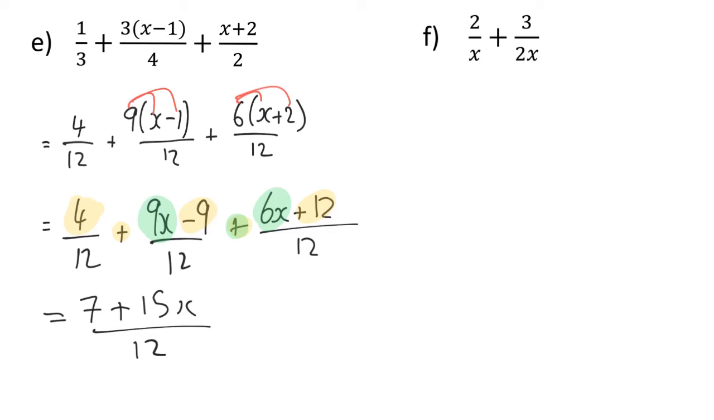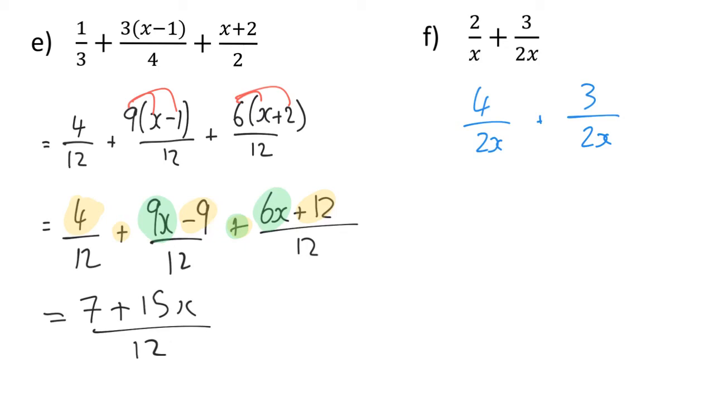Example F, we've got denominators of x and 2x. And the lowest common multiple there, the lowest common denominator, is actually 2x. So they each share a factor of x, so we need to get up to 2x. The first fraction, to get from x to 2x, we need to multiply by 2. So if we do the same on the top, we get 4. And the second fraction, we don't need to do anything to that.